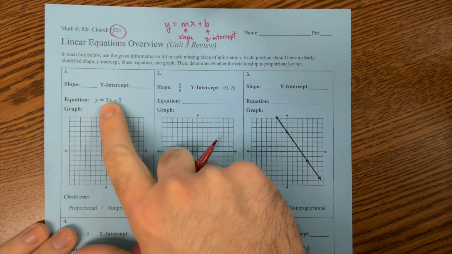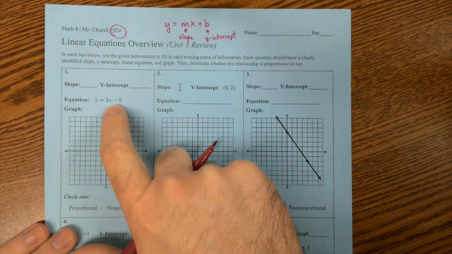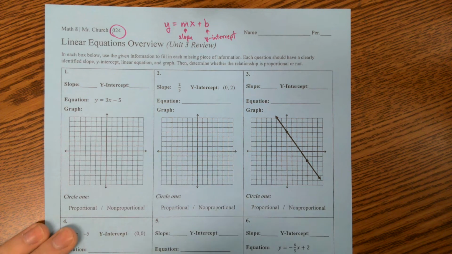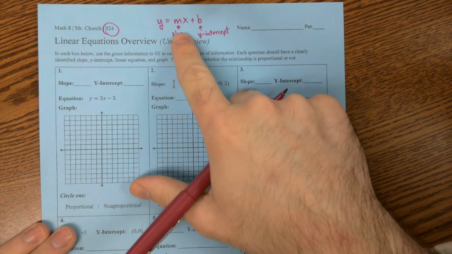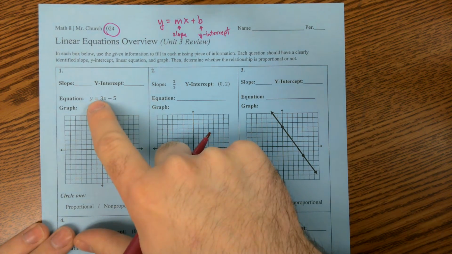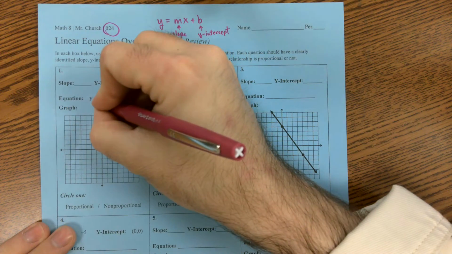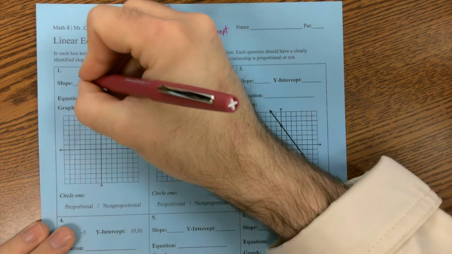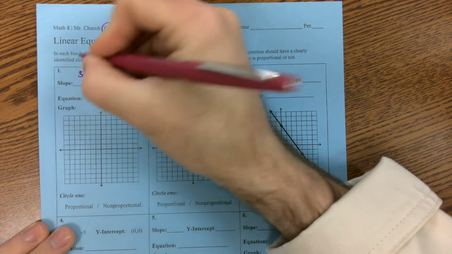So we look down at our equation and we see y equals mx plus b. That's in the form that we want. So we look for m. It's right in front of x. 3 is right in front of x there. So we know that our slope is 3.